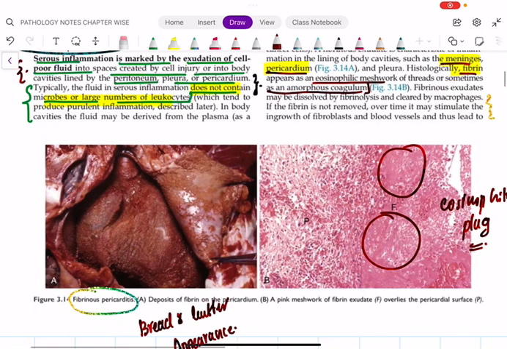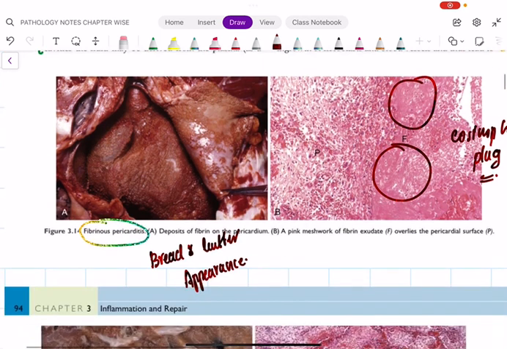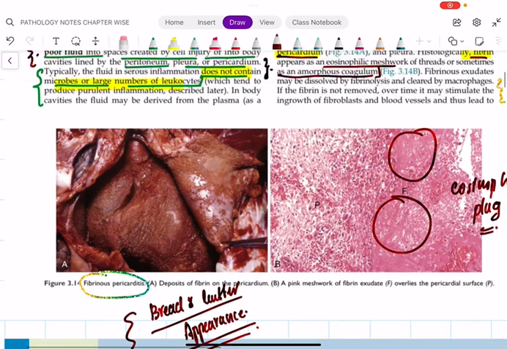The best example is fibrinous pericarditis. The pericardium which covers the heart will undergo this type of fibrin deposition, and this again we will discuss in the cardiovascular pathology. And this characteristic appearance we call the bread and butter appearance. Bread and butter appearance because it looks like we have spread the butter over the bread. Okay, the bread refers to the pericardium here and the butter is nothing else but the fibrin deposition, and this characteristic appearance is called bread and butter appearance. You can see histopathologically eosinophilic plug.